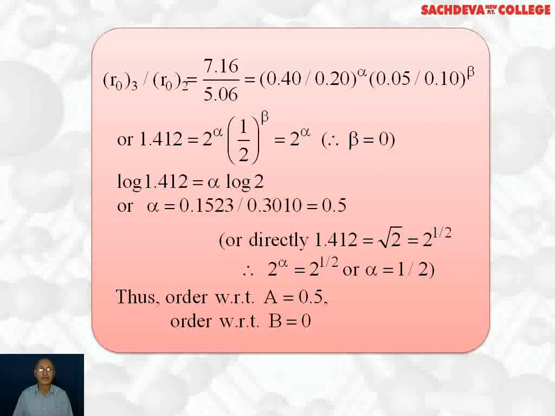There are two ways of solving. One way is that we take log of both sides. Log of 1.412 is equal to alpha log 2. Here alpha comes out to 0.5. Another way is that 1.412 is nearly square root of 2. So we can write 2 raised to the power half. That is 2 raised to the power alpha is equal to 2 raised to the power half. So alpha will come out to be half. Order with respect to A is half or 0.5. Order with respect to B is 0.